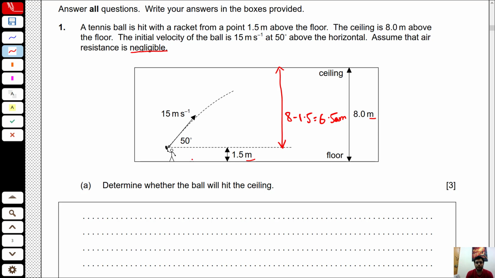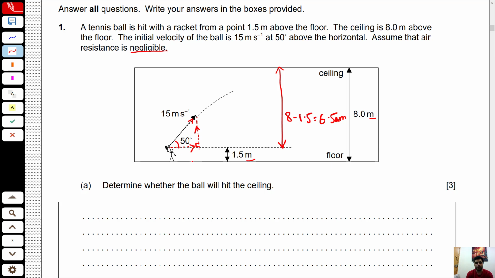Okay, so the first step that you need to do is resolve this 15 meter per second into two components. So apply the SOH CAH TOA rule. You can always divide this resultant velocity into two parts: a horizontal component and a vertical component, by this right angle triangle. Okay, so this is our angle theta.